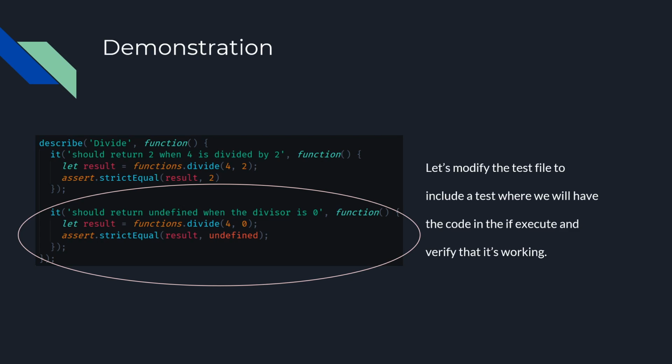So now, having seen that our code coverage is not at 100%, we're going to come back to our unit tests and remedy that. We're going to create another unit test that will check our divide function. And this time we're going to pass in a 4 and a 0 and expect that the result of that is now undefined. This should fulfill our needs to have 100% code coverage.